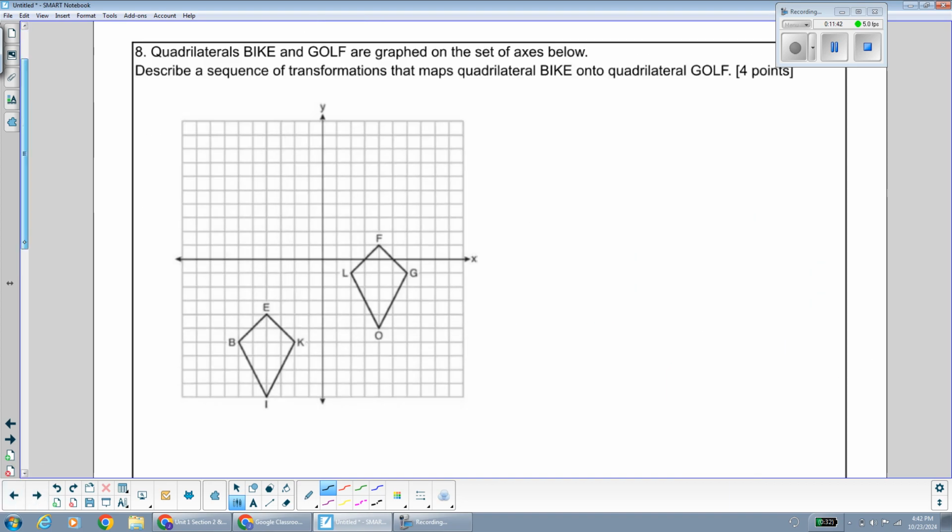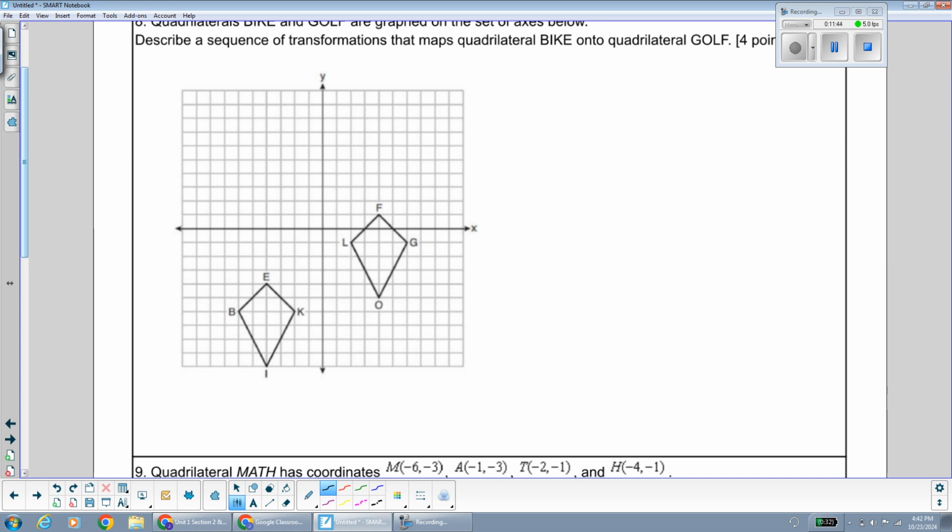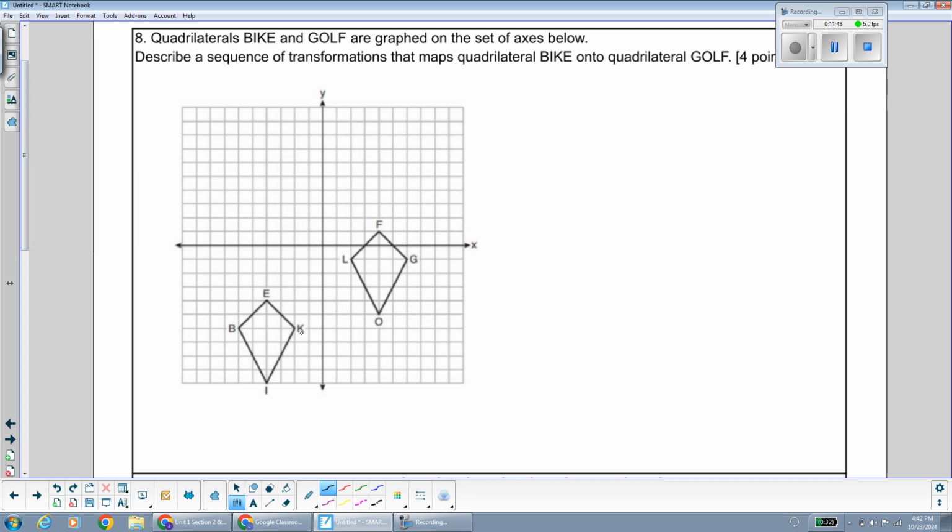Okay, let's take a look at this one over here. You cannot just do a translation. It doesn't work because B should match up with G, but B's on the left and G's on the right. I should match up with O. Okay, those are in the right spots. K should match up with L. K's on the right, but L's on the left. So this is not oriented correctly. So translation is just going to slide it. It's not going to fix that orientation.